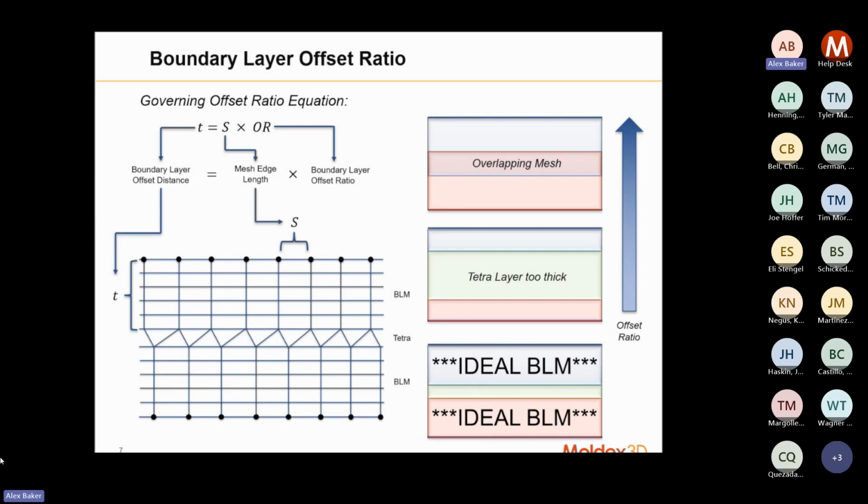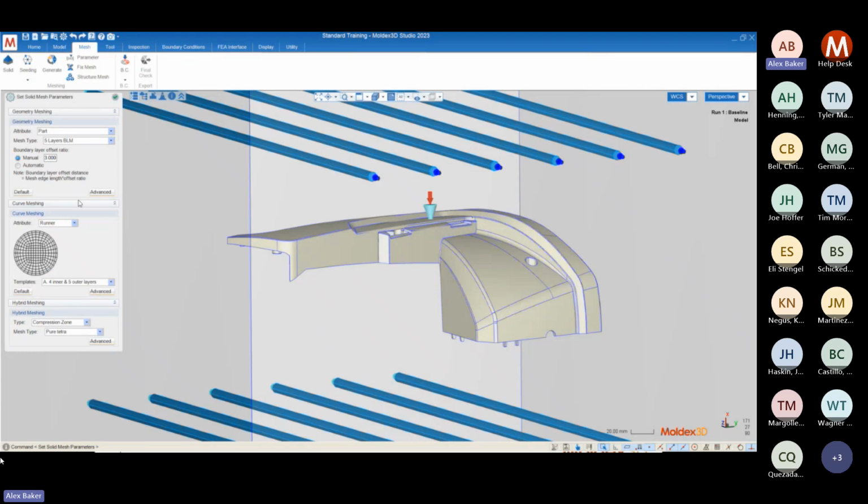All right, so we're going to take advantage of this in the user interface. We're just going to set the boundary layer offset ratio as high as we possibly can. We're going to set it to the maximum, which if I type in 10, for example, you'll see the constraints of the boundary layer offset ratio show up. The minimum offset ratio is 0.1, and the maximum is 3.0.